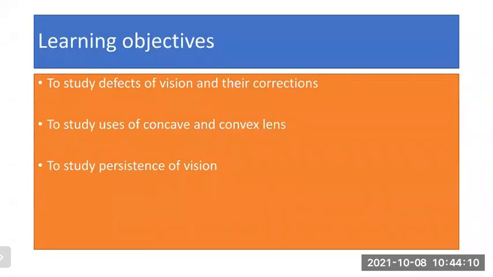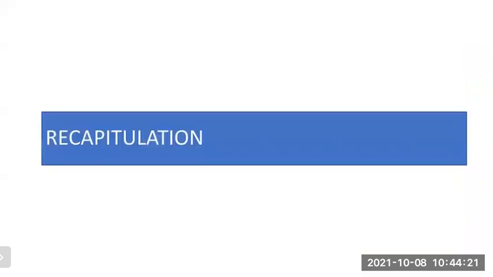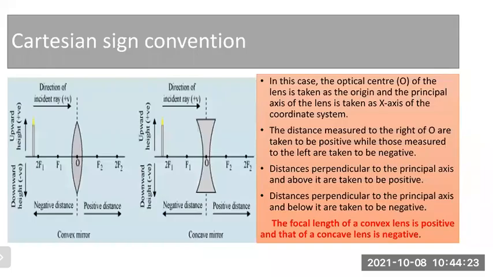Then we are going to study uses of concave and convex lens, and we are going to study about persistence of vision. Now, before starting today's topic, let us revise what we have studied yesterday. We have studied about Cartesian sign convention, correct?